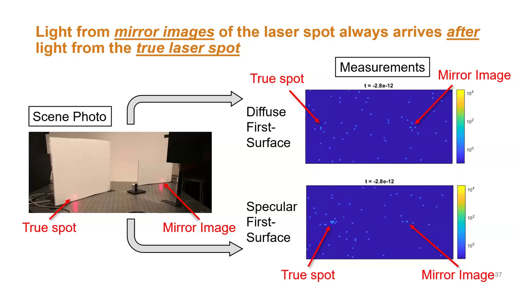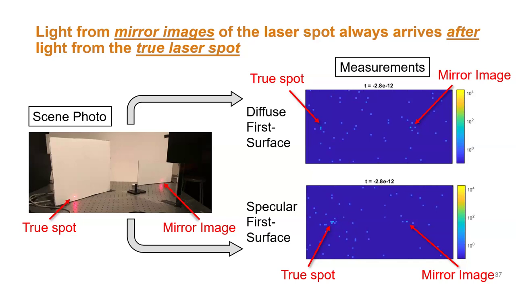This problem isn't as straightforward to resolve as you might think. An example of this can be seen in this photo that I showed here. This is a scene that contains a diffuse reflector, a poster board, and a small mirror. And I could have recreated this exact same photo, illuminating either the poster board or the mirror first. In either case, I would see two laser spots, one on each surface.